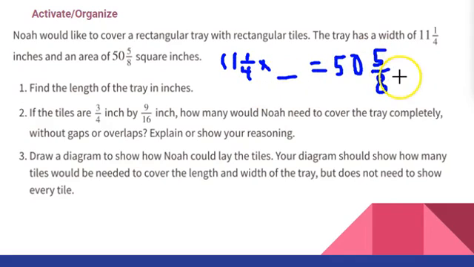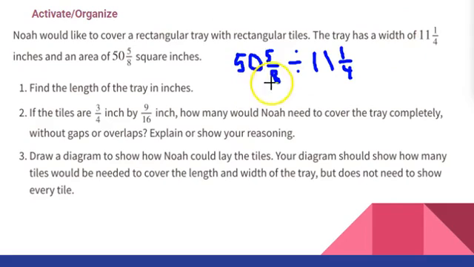So we have to take the 50 5/8 and divide it by the 11 1/4. So we end up with 50 5/8 divided by 11 1/4. We make those into improper fractions, and we have 405 eighths. We'd have, let's see, 45 fourths, but then we would invert to multiply.